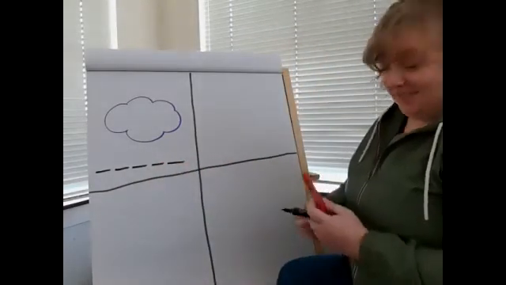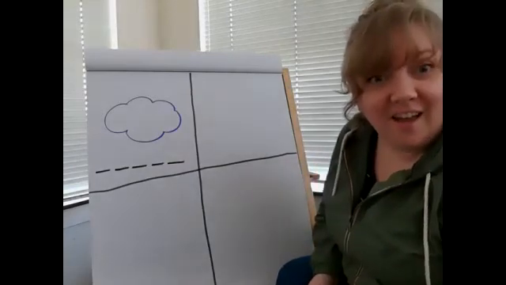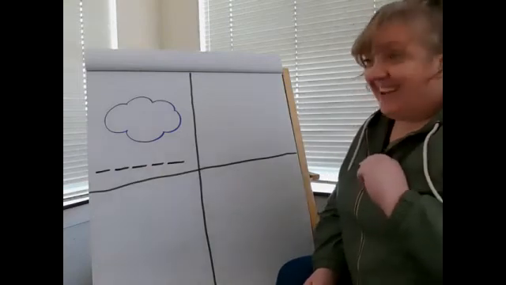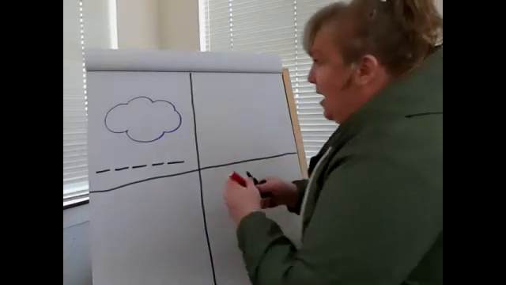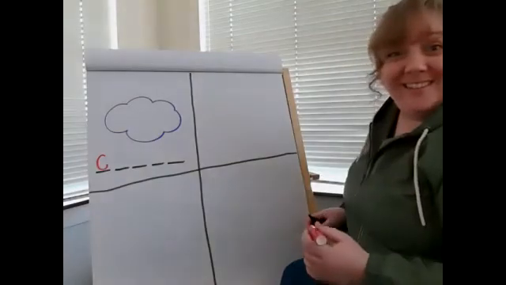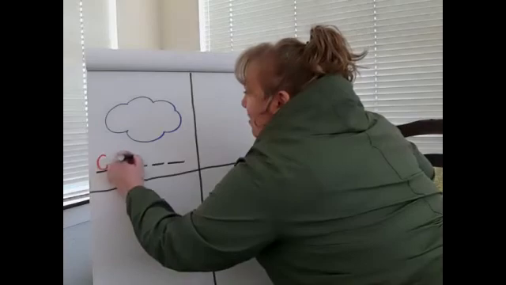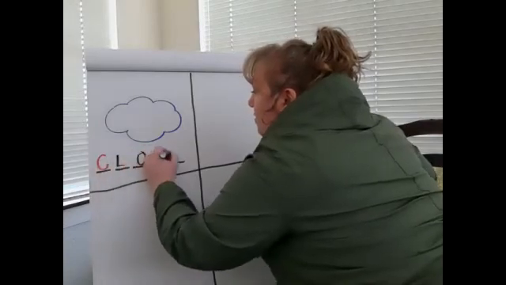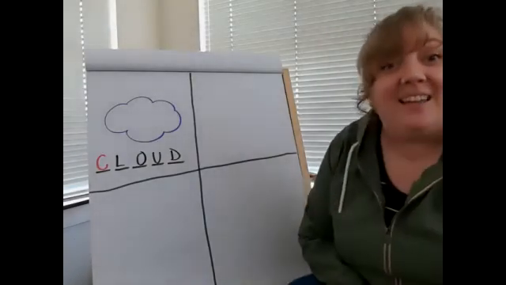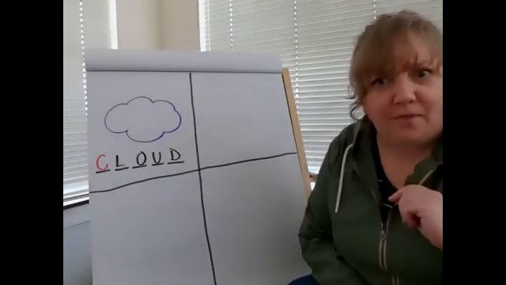So a cloud has 1, 2, 3, 4, 5 letters. And the first letter goes K. You know what letter says that sound? A C. So I'm going to make the first letter nice and bright so you can see it. C, L, O, U, D. Cloud.